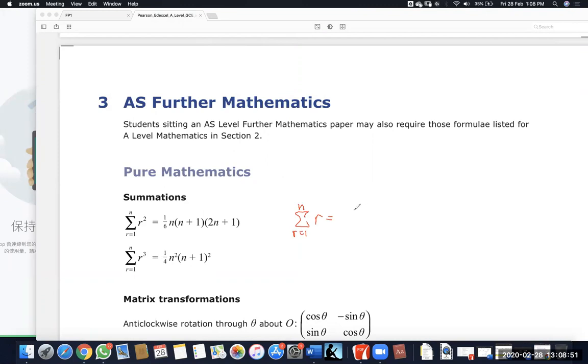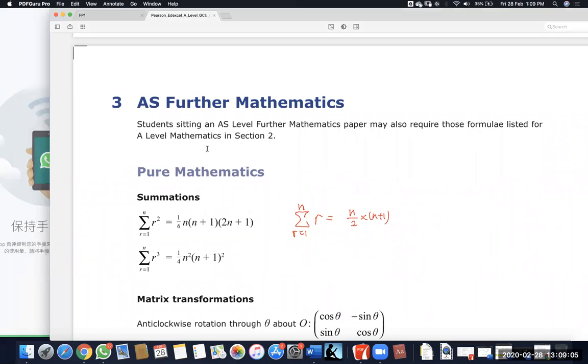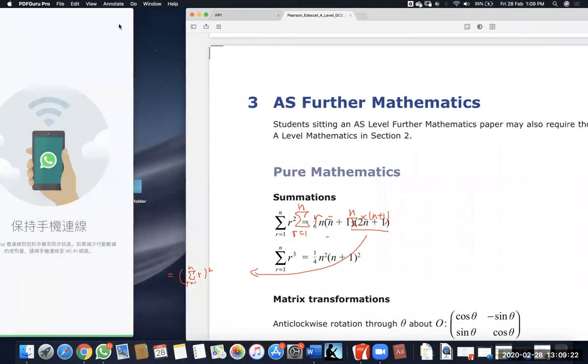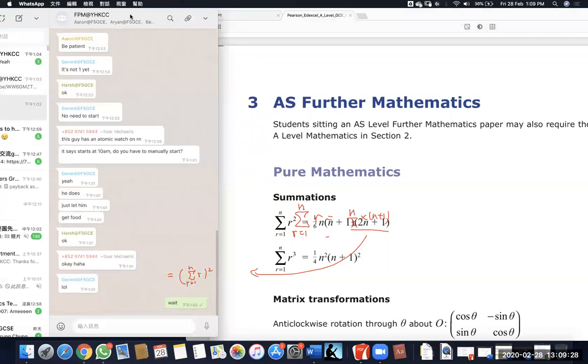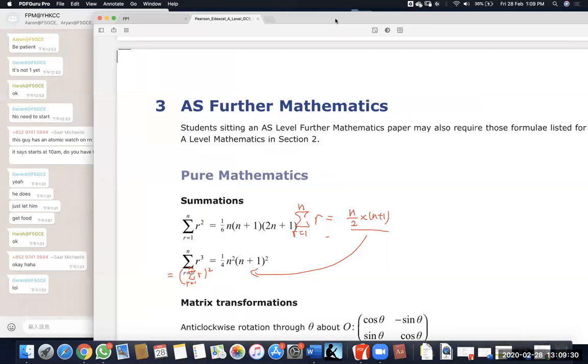Do you still remember the result of this one? 1/2 n, multiplied by n plus 1. Yeah, that's it. So if you still remember, this one has a very tricky result. It's this one squared. The square of this one is this one. Yeah. So let's see. Let me copy this screen.